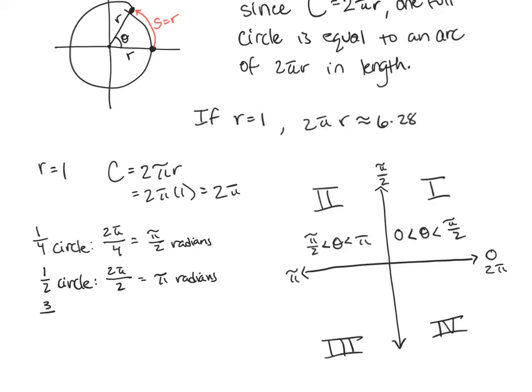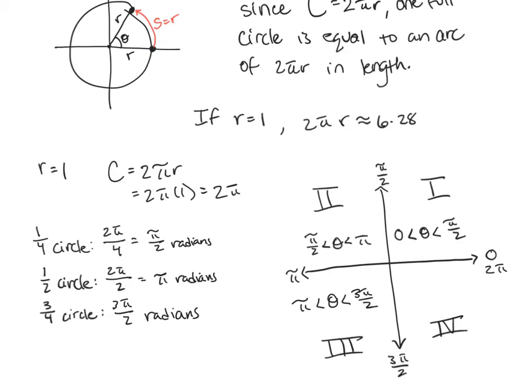If we want 3/4 of the circle, we're going to take 2 pi and multiply it by 3/4, leaving us with 3 pi over 2 radians. That's going to be down here at the most bottom arrow. So we can say that in quadrant 3, all of our angles are going to be between pi and 3 pi over 2.